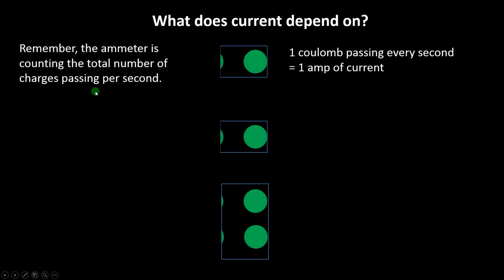Well, just a quick reminder again that the ammeter is counting the total number of charges passing per second. So if I set this running, roughly speaking, and I'm sure somebody will probably sit there and count the charges and the time code on the video, but roughly speaking, that current there is about 1 amp, because there was 1 coulomb passing every second. Remember, the coulomb is this green blob here. So I'm just going to show you 2 different ways in which we could change that current to 2 amps, and I'll play it now.